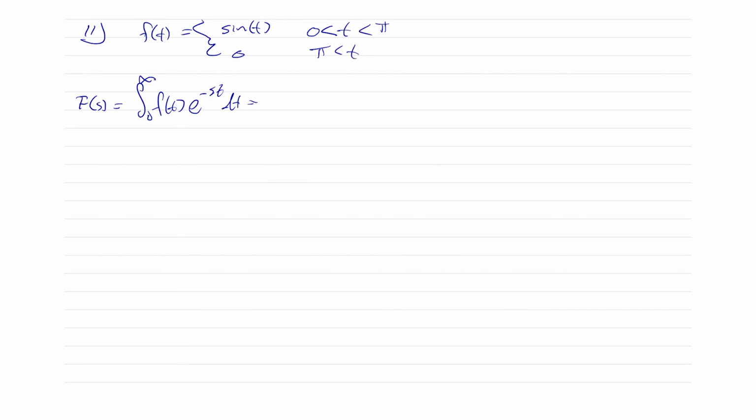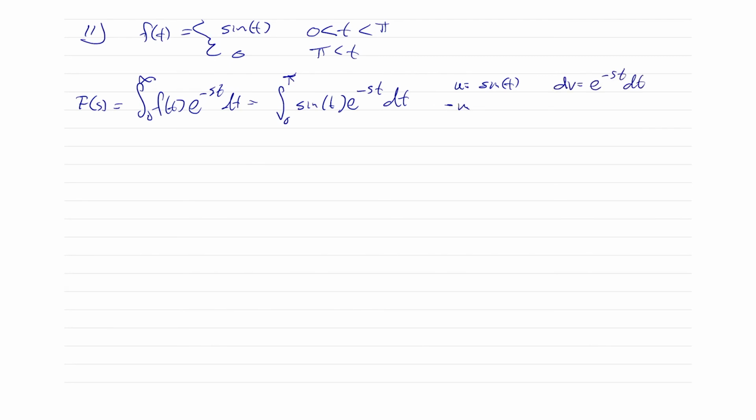But we know now that we're 0 for all t bigger than pi, so it's actually the integral from 0 to pi of sine of t e to the minus st dt. Okay, so now we've got to figure this one out. This is a problem where we need to solve for the integral, and we're going to use integration by parts. So here u is going to be equal to sine of t, and dv is equal to e to the minus st dt.